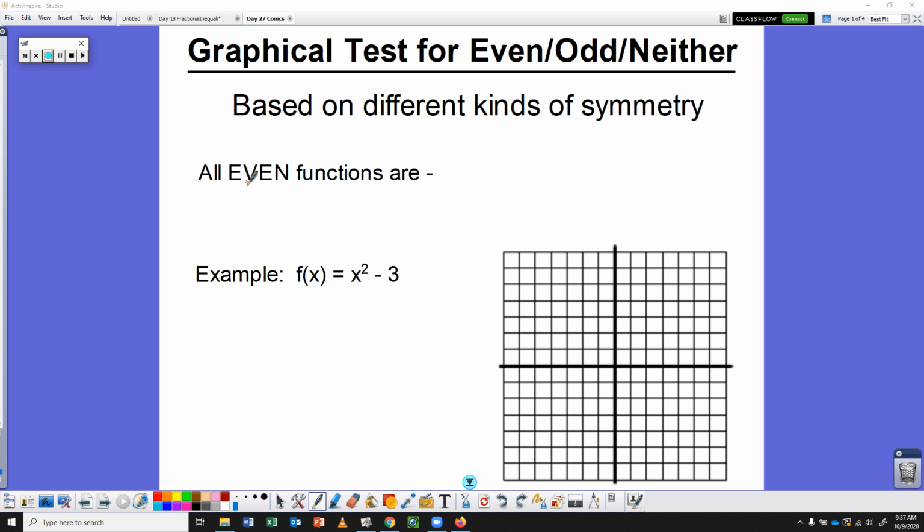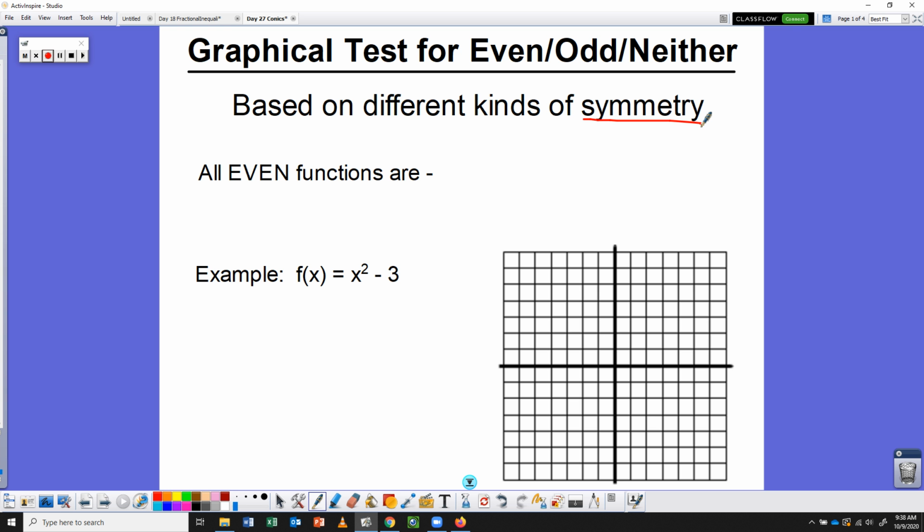So one way to test for this that we learned yesterday was that you could plug a negative x in everywhere and take a look at what happens with your signs. If they all change, it's odd. If none of them change, it's even. If some change and some don't, it's neither. But this is going to be a different way of looking for that same thing. And this is going to be based on different kinds of symmetry that a figure may exhibit. So symmetry is when a shape matches itself when you do a certain kind of transformation.